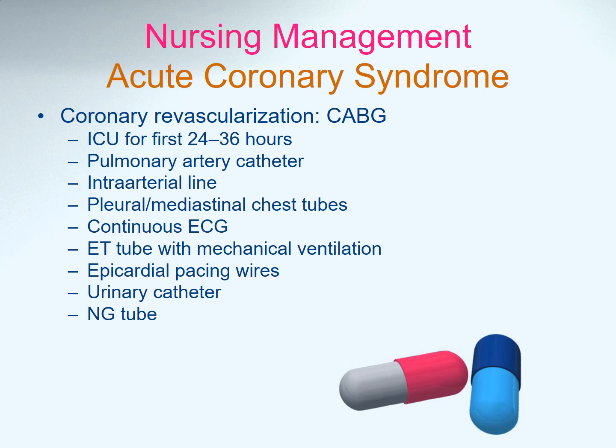These include a pulmonary artery catheter for hemodynamics, an intra-arterial line for continuous BP monitoring, pleural and mediastinal chest tubes for chest drainage, continuous EKG monitoring, an ET tube connected to mechanical ventilation, epicardial pacing wires for emergency pacing of the heart, a urinary catheter to monitor urine output, and an NG tube for gastric decompression. Most patients will be extubated within the first 6 hours and transferred to a step-down unit within 24 hours for continued monitoring of the cardiac status.